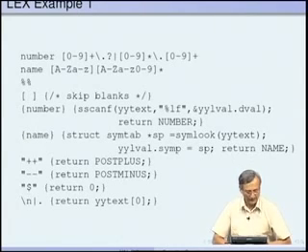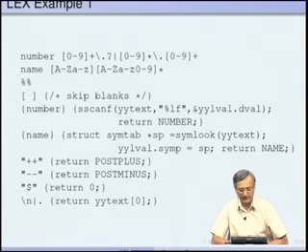Similarly, the name itself could be capital A to Z or small a to z, followed by any of the letters a to z or numerals 0 to 9 any number of times, that is the star. So we are really looking at letter, or letter followed by (letter or digit) star.